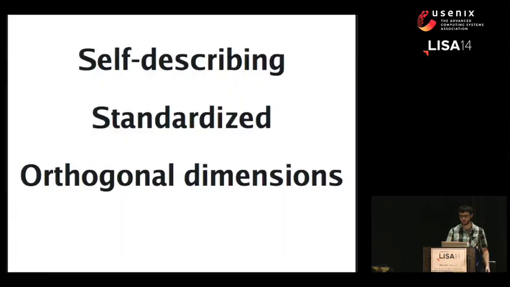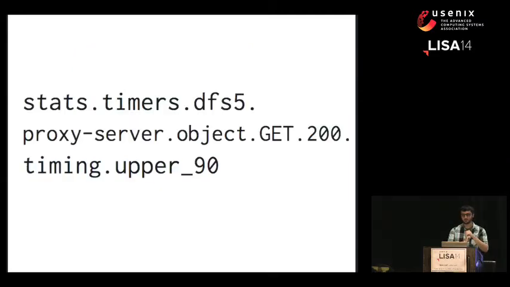I'll go over the concepts first. It's all about having self-describing metrics that are standardized and that use orthogonal dimensions for everything that you segregate them by. And I'll make it more practical now. This is a very traditional metric. It's actually coming from OpenStack Swift, which is something like Amazon S3, but it's an open source project. You can run it yourself. This is a metric that describes the upper 90th percentile of how long it took for an HTTP GET request that returned a 200 OK from a proxy server running on the specific server.